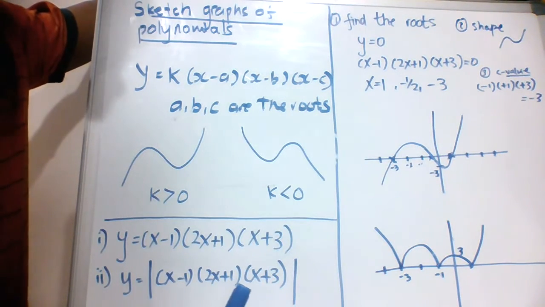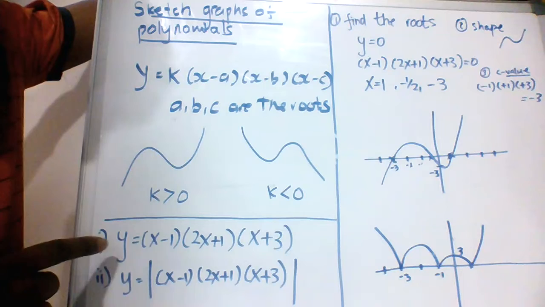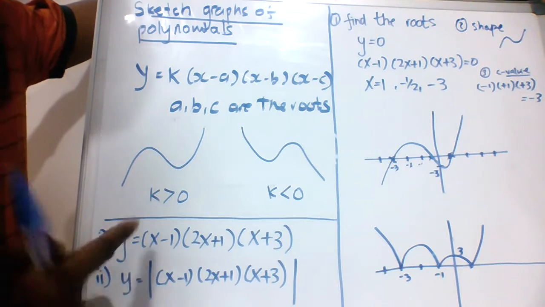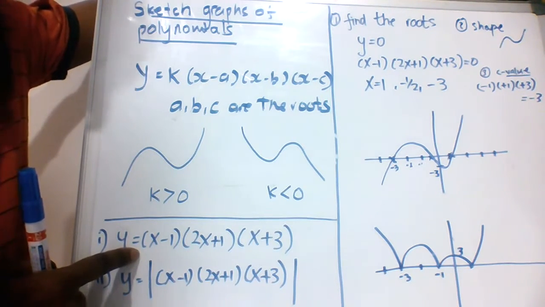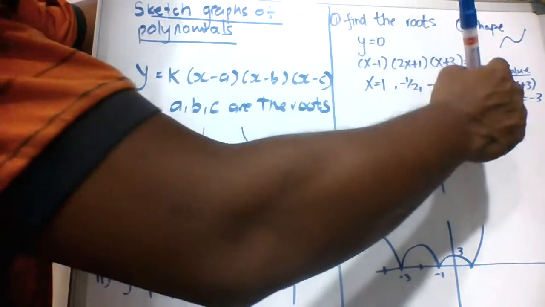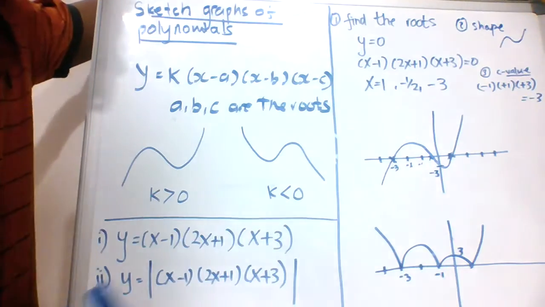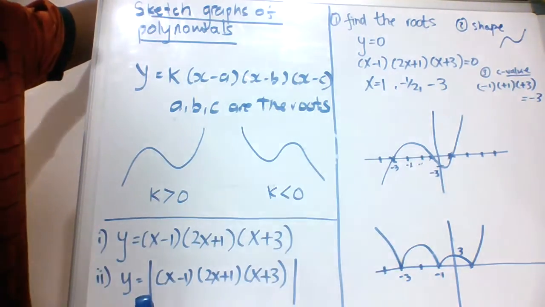Second, you determine the shape. Although they didn't actually show what is k, it is obvious k is 1. 1 is positive. So the shape will be like this. The maximum point will be on your left.